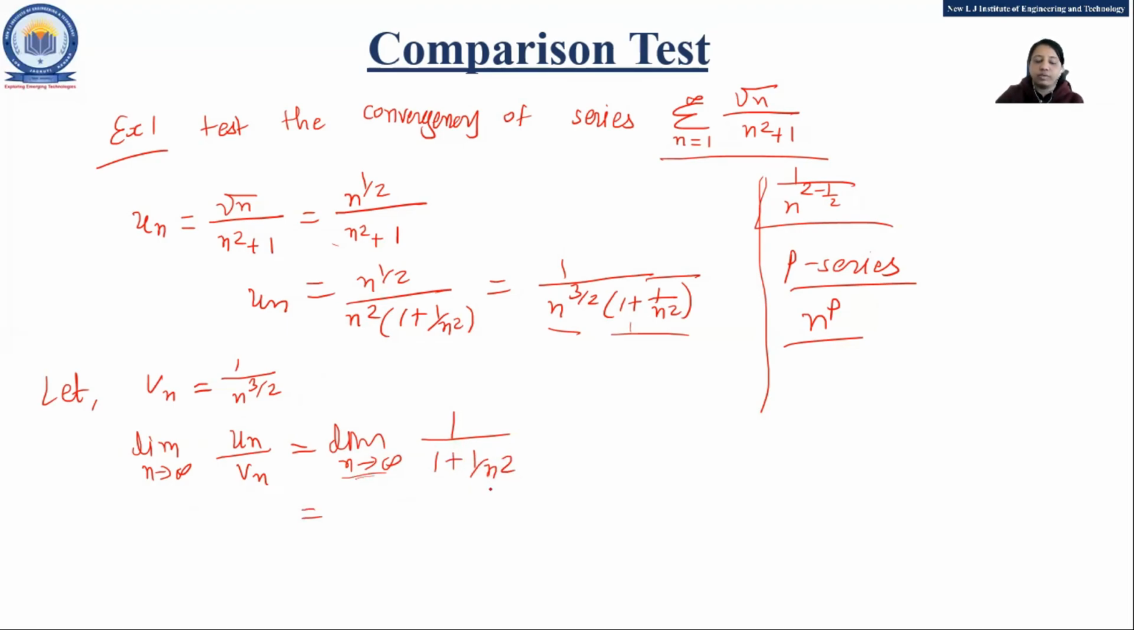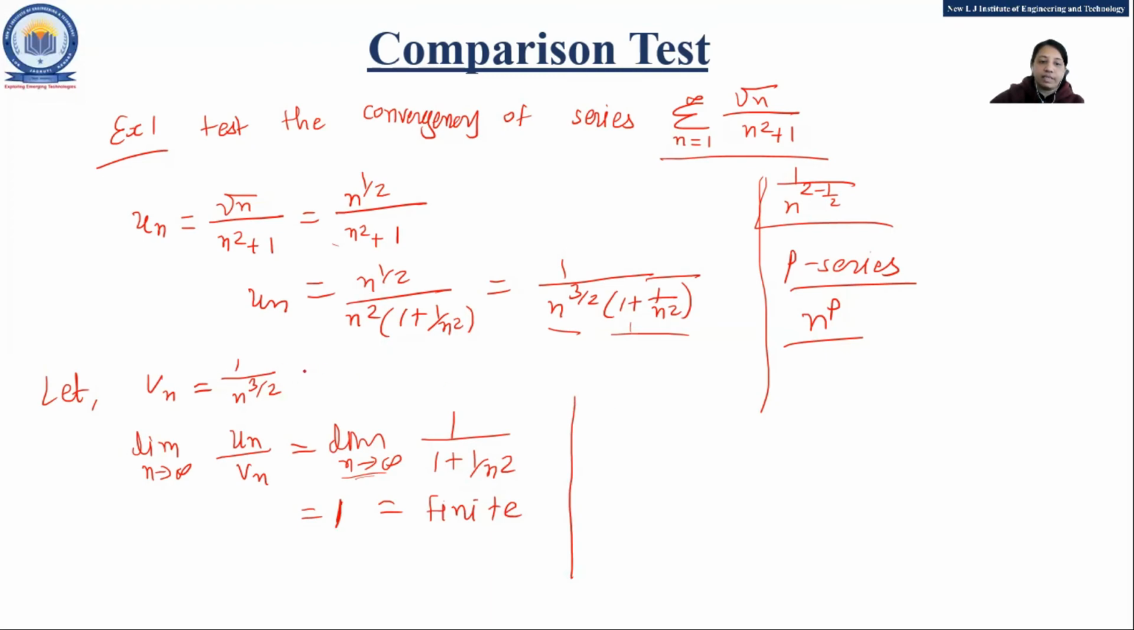How are you going to solve this? Write down the answer in the chat box. Fine, 1 upon infinity is 0, so 1 plus 0 is 1. So our answer is 1, which is obviously a finite number.